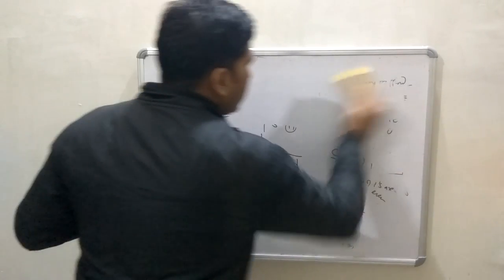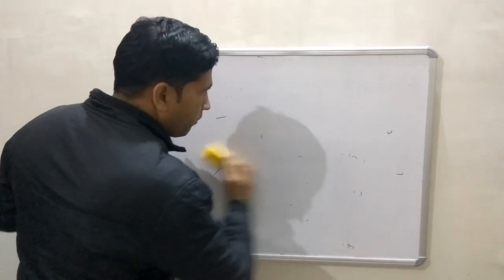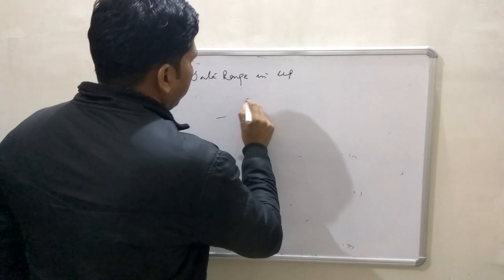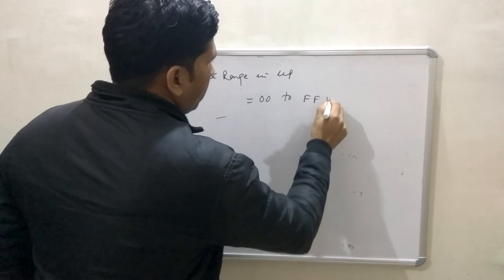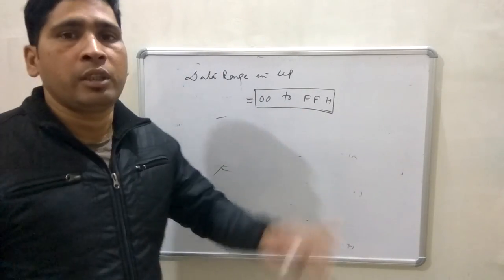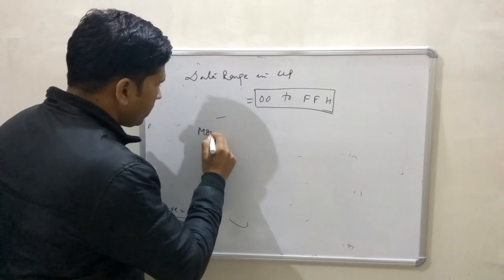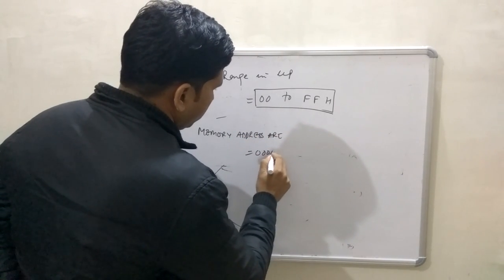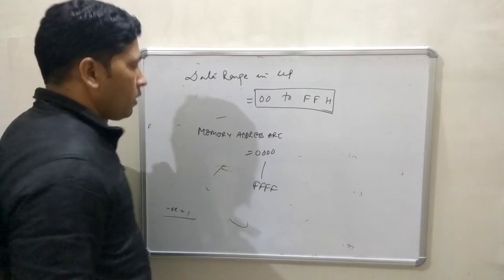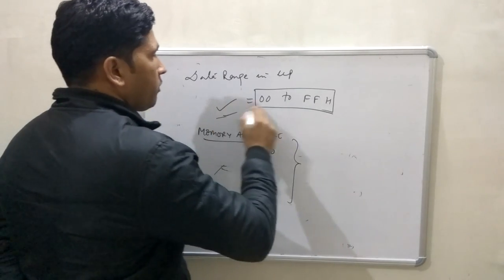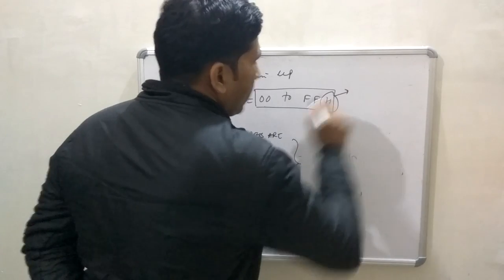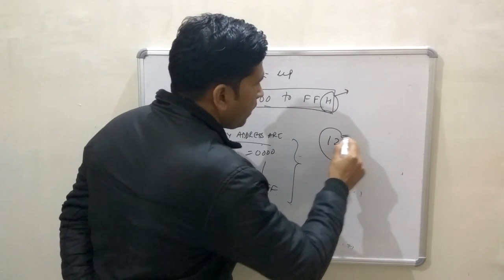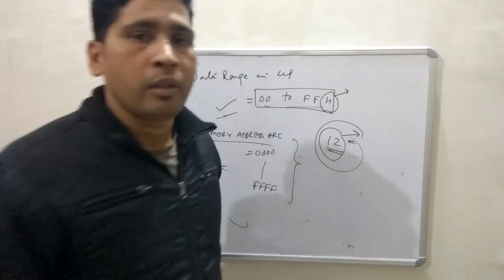Now next is data and memory addresses in a microprocessor. Basically, the data range in a microprocessor is from 0 to FF. These are hexadecimal numbers which are used in a microprocessor. Same as that, memory addresses range from 0000 to 02FF. H means hexadecimal number. By default, the microprocessor works on hexadecimal numbers. If you write 12, by default the microprocessor considers it as a hexadecimal number, not a decimal number.